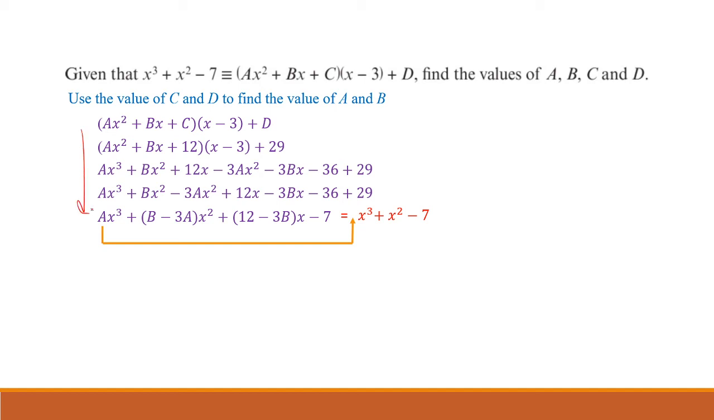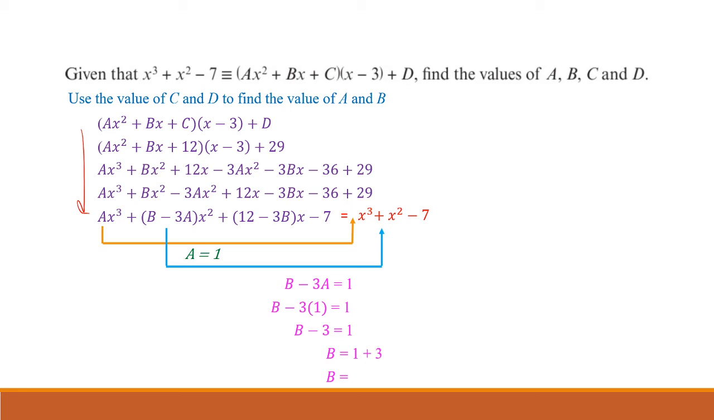Now we can equate the coefficients to x cubed plus x squared minus 7 and find the unknowns. So if you equate the coefficient of x cubed, we can get a is equal to 1, and then I am equating the coefficient of x squared to get the value of b. Now already I have found a, so I can use that a there, and then using the a, I can find the value of b, which is equal to 4.